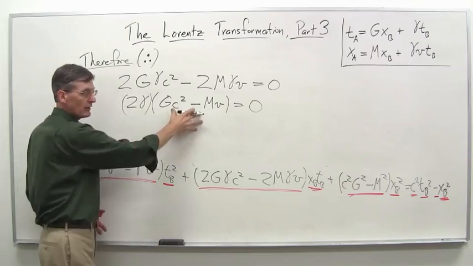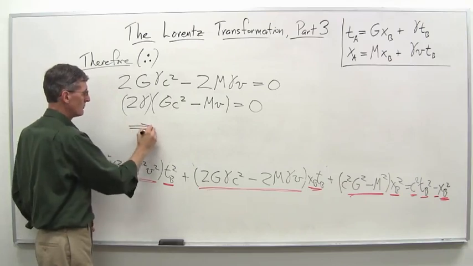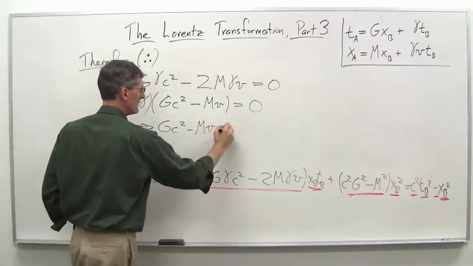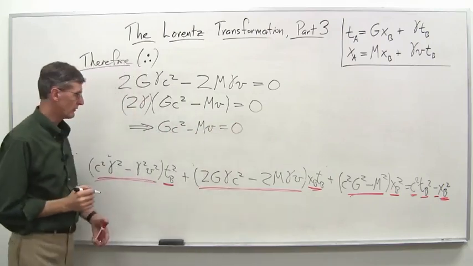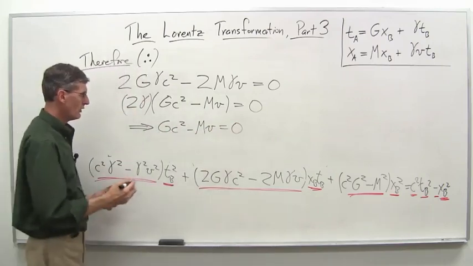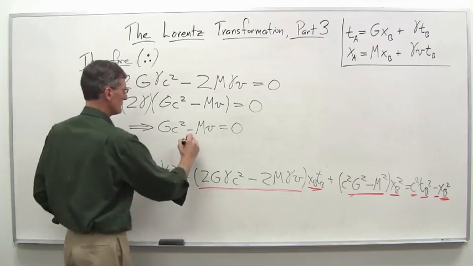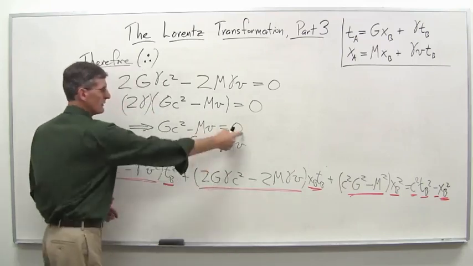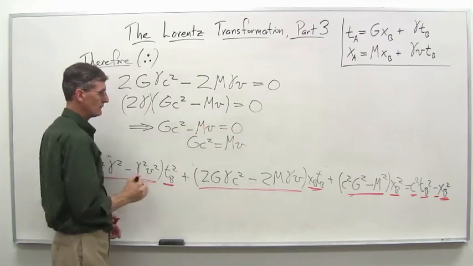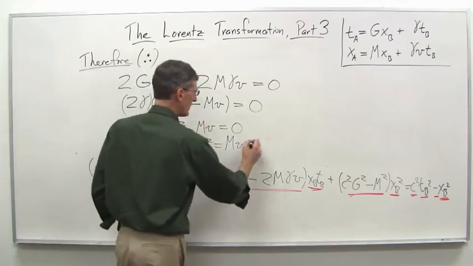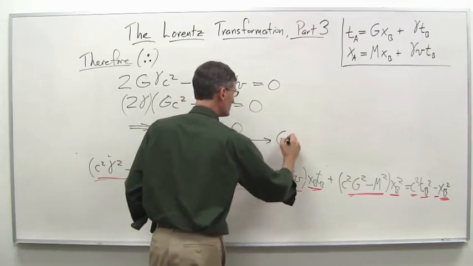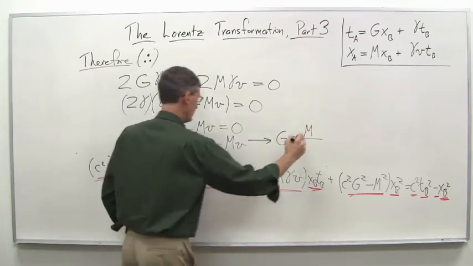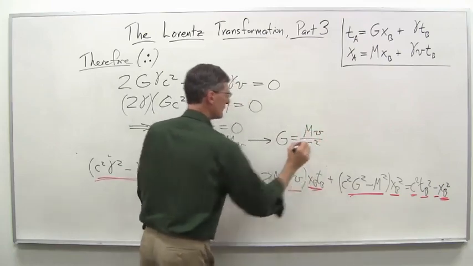Since 2 gamma is never equal to 0, right? Therefore, this implies that gc squared minus mv has to equal 0. And so what that means, just to do every step here, gc squared, therefore, equals mv. Pull the mv over there, add it to each side. And then from here we get g equals mv over c squared.